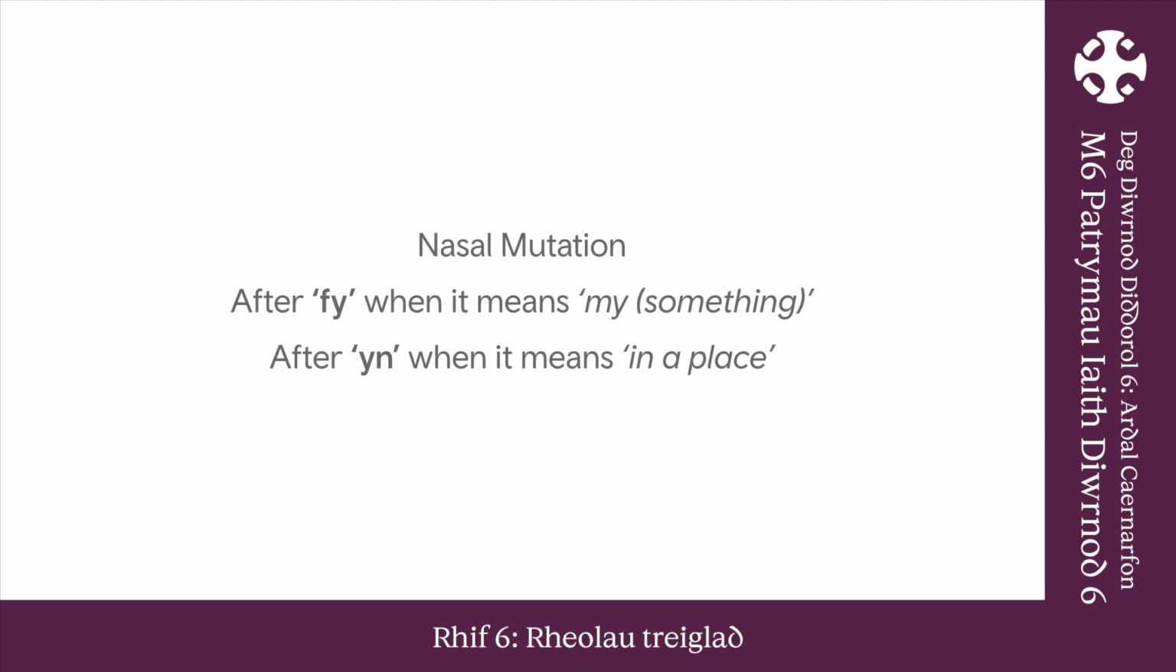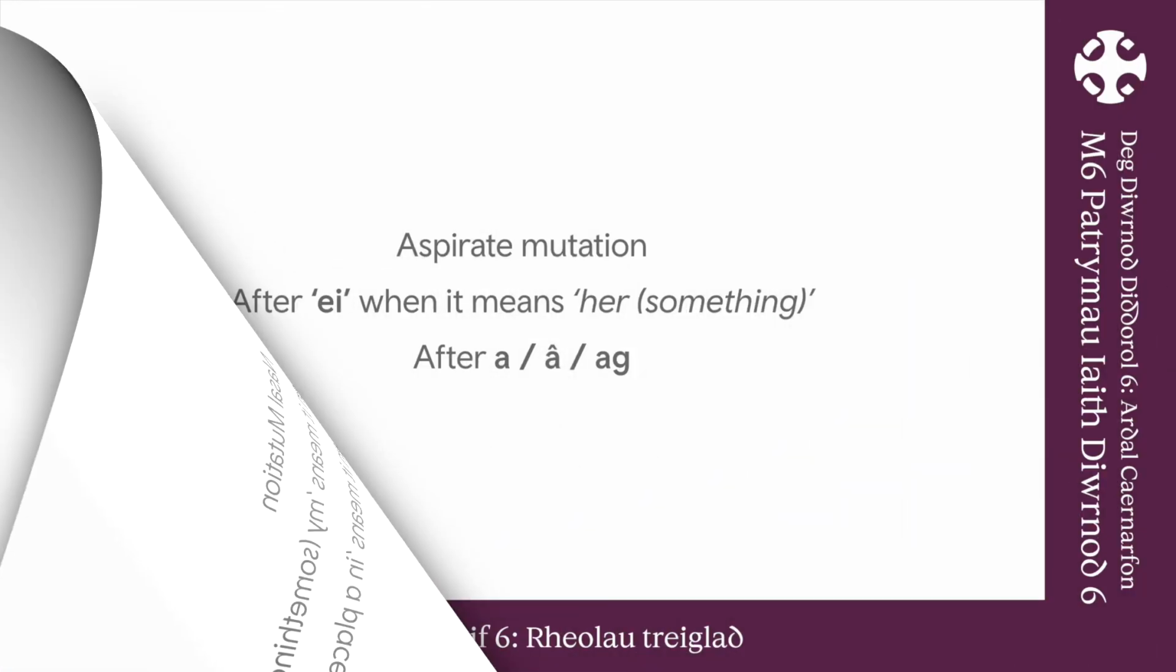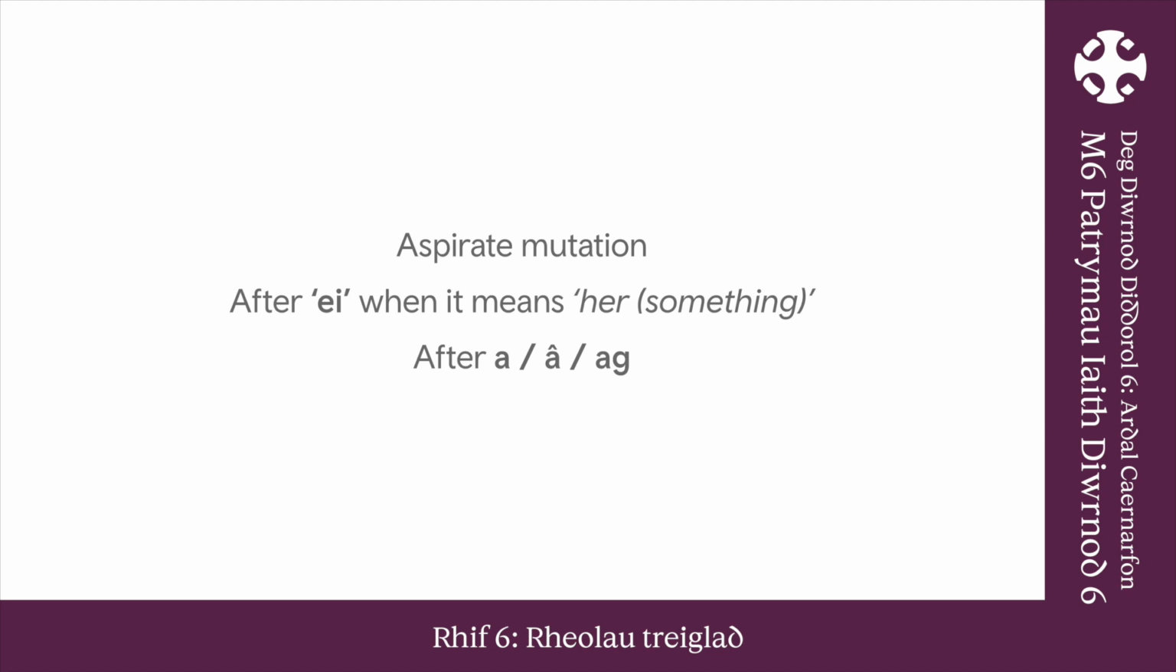Nasal mutation. After fy, when it means 'my something'. After yn, when it means 'in a place'. Aspirate mutation. After ei, when it means 'her something'. After a, ag. Don't worry too much about this at the moment if you're finding it confusing. You can still be understood even if your mutations are not always correct.